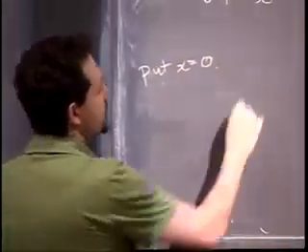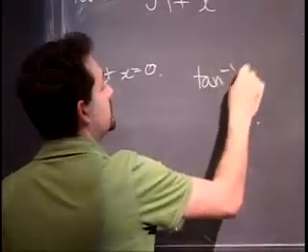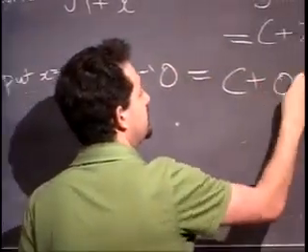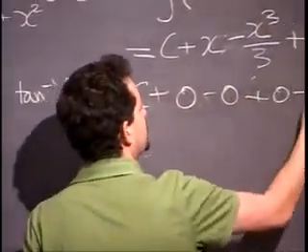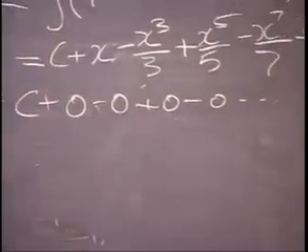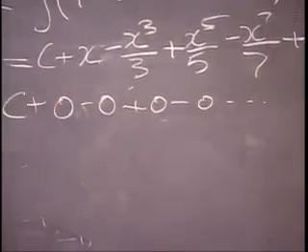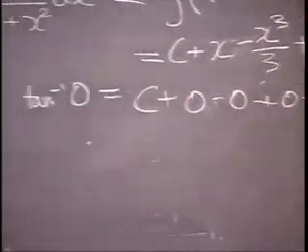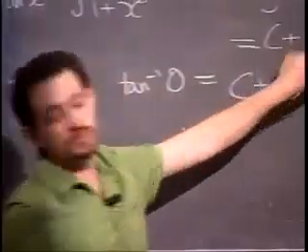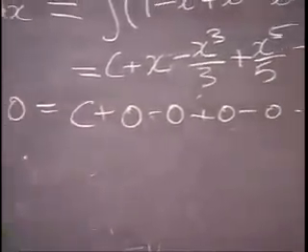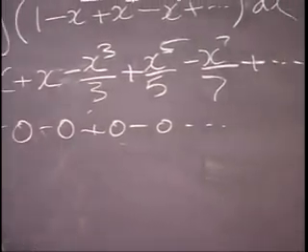If you put x equals 0, you get arctan 0 is equal to c plus 0 minus 0 plus 0. Well, there's a c here. Power series have a constant term. If you integrate something, then the first possible term will be x. There's no constant term in the series. That's what the plus c is.